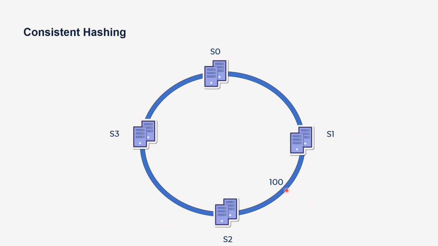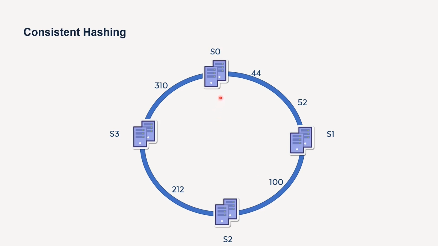Suppose you have 100, that comes after S1. Next, suppose the key is 44. That is going to come between S0 and S1. Similarly, you can hash your keys and put them on the circle. After we have placed all the keys and the servers based on the predefined hashing functions, then we have to start from the clockwise direction.